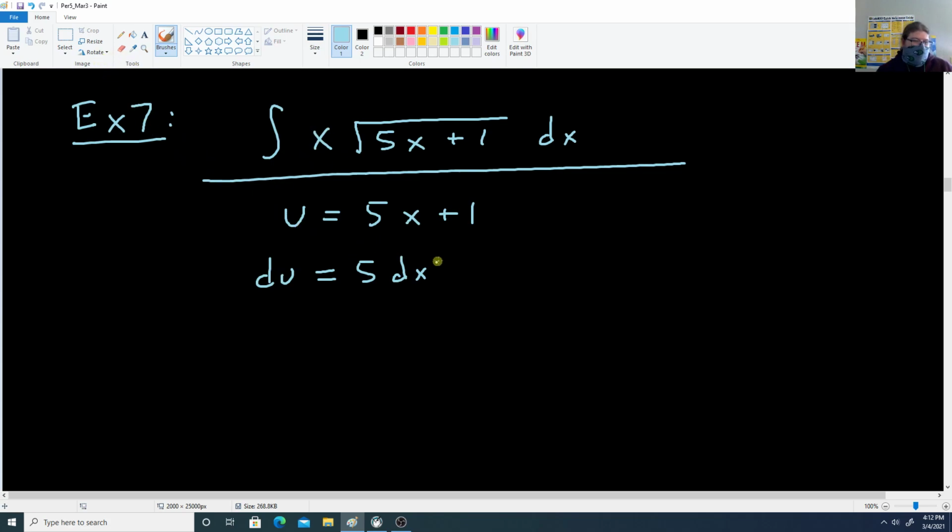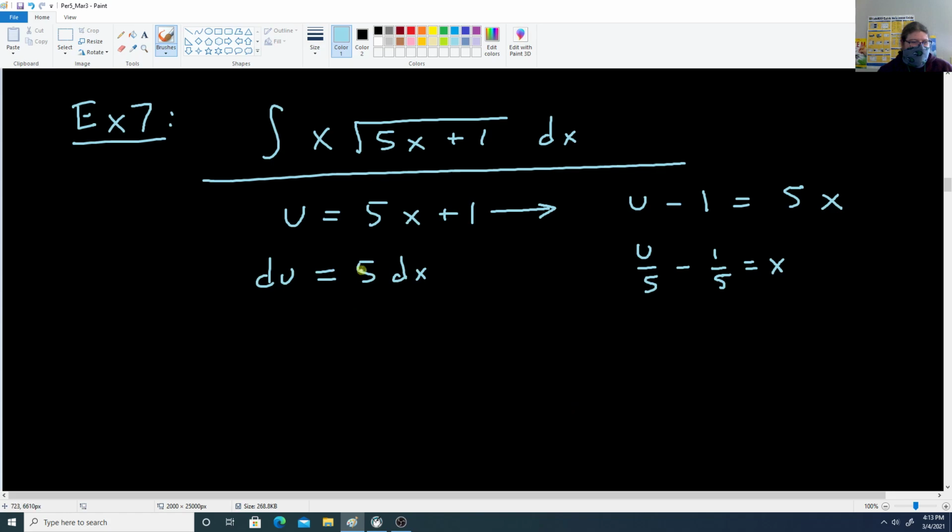So what we can do that occasionally works in these is we can take this equation and start to solve it for x. So I'm going to subtract the 1 across. I'm going to divide everybody by 5. So u over 5 minus 1 over 5 is x.